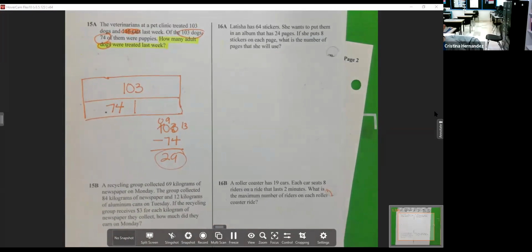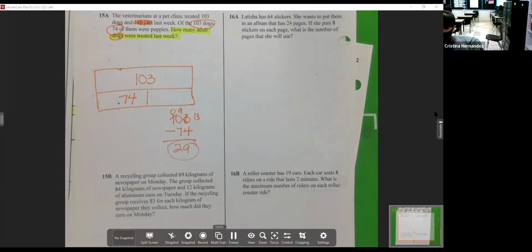Let's see. The next one's probably a little easier. Let me let y'all copy that down. Let me check to see. Start looking at number 15B.